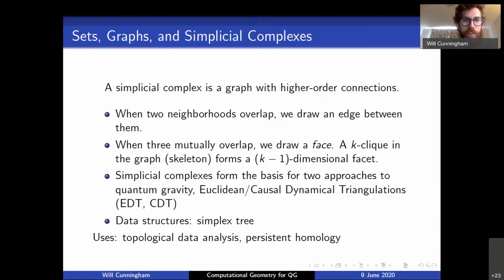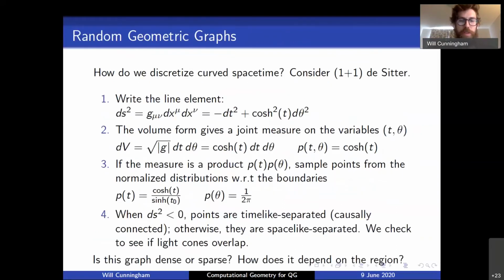Okay, so I'm going to turn back now to random geometric graphs and give some specific examples. So how do we discretize curved spacetime? Well, let's look at 1+1 dimensional de Sitter spacetime. De Sitter, of course, is interesting because it represents the exponential inflationary period in the early universe. It also represents the inflationary period that we see at late times in the universe. So it's a nice toy model to play with.